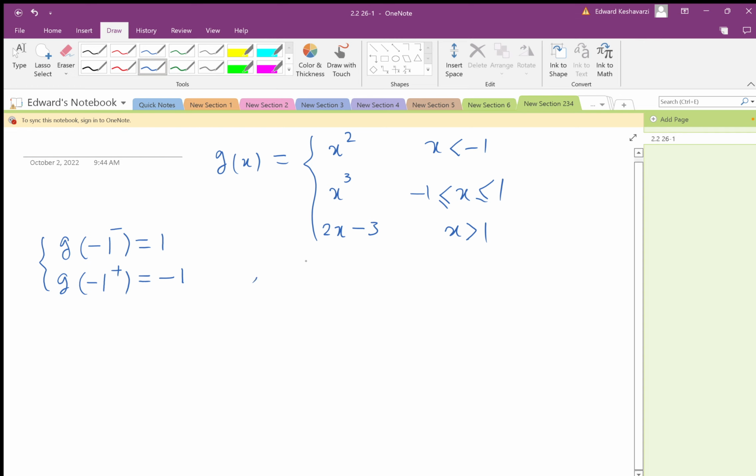So let's go over 1. Right limit at 1 is negative 1, and left limit at 1 is 1. Again, limit does not exist. So this function has 2 discontinuities.